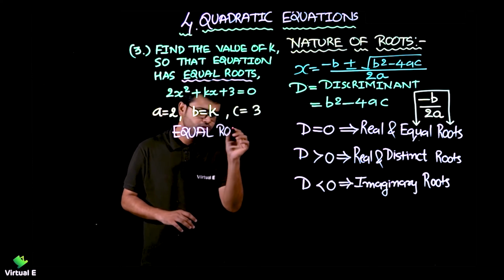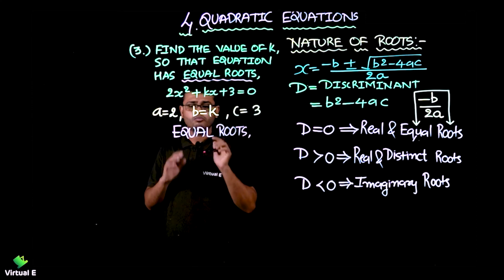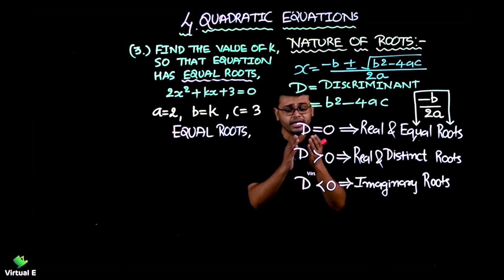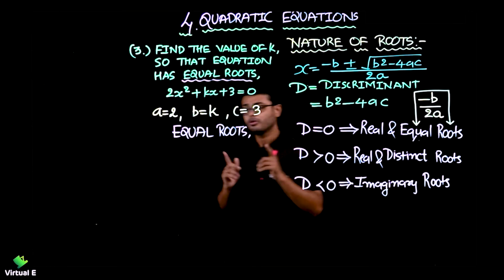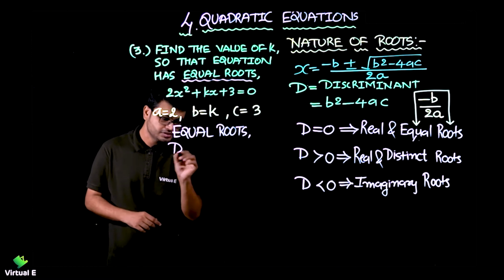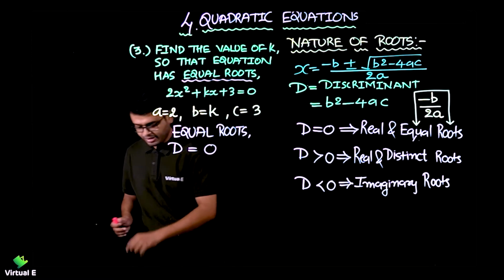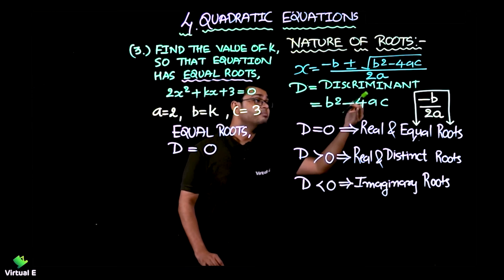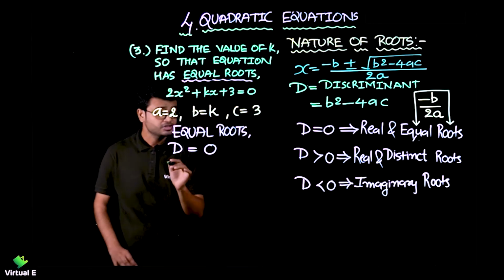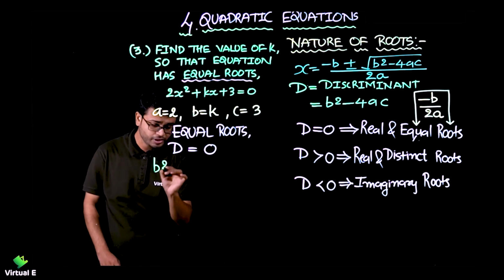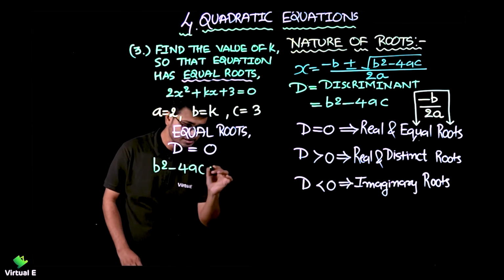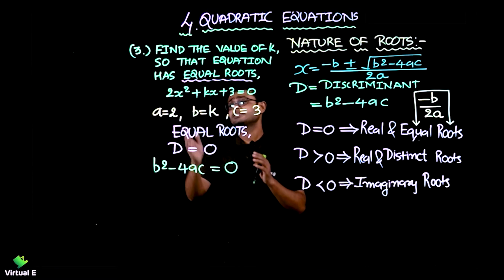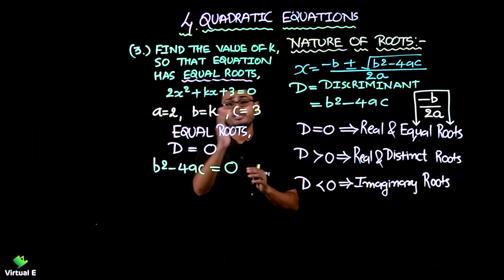Equal roots. So what does it mean? If it is equal roots, what is the condition for D? D should be 0. Remember, D is equal to 0. Now let me substitute the formula for D, which is D equals B square minus 4AC. So here B square minus 4AC is equal to 0.